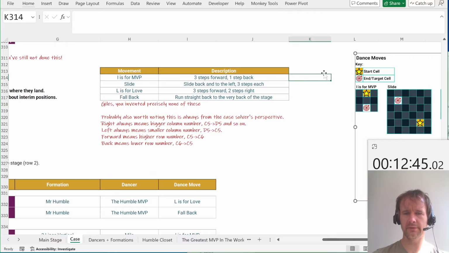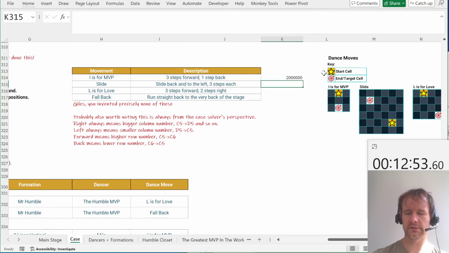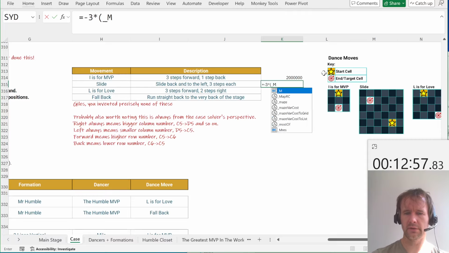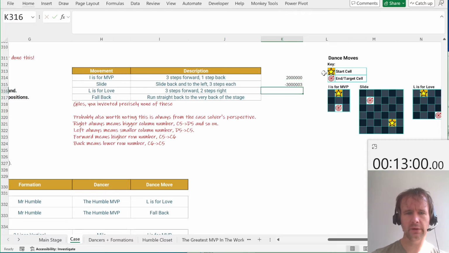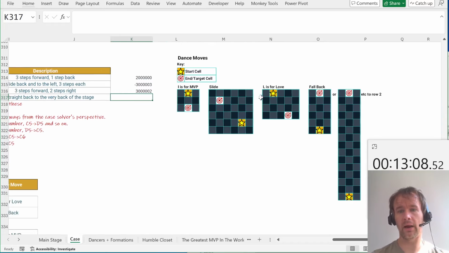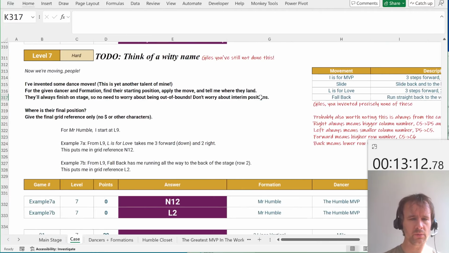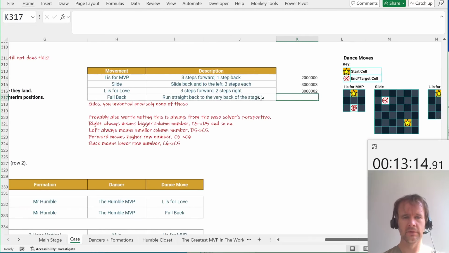So in my language, this is 2 times M, go down 2 rows, slide back and to the left 3 steps each. So that's minus 3 times M plus 1. Okay, 3 steps forward, 2 steps right, that's 3 times M plus 2, and run straight back to the very back. Interesting. But we're only making 1 move. Okay, then it's fine.